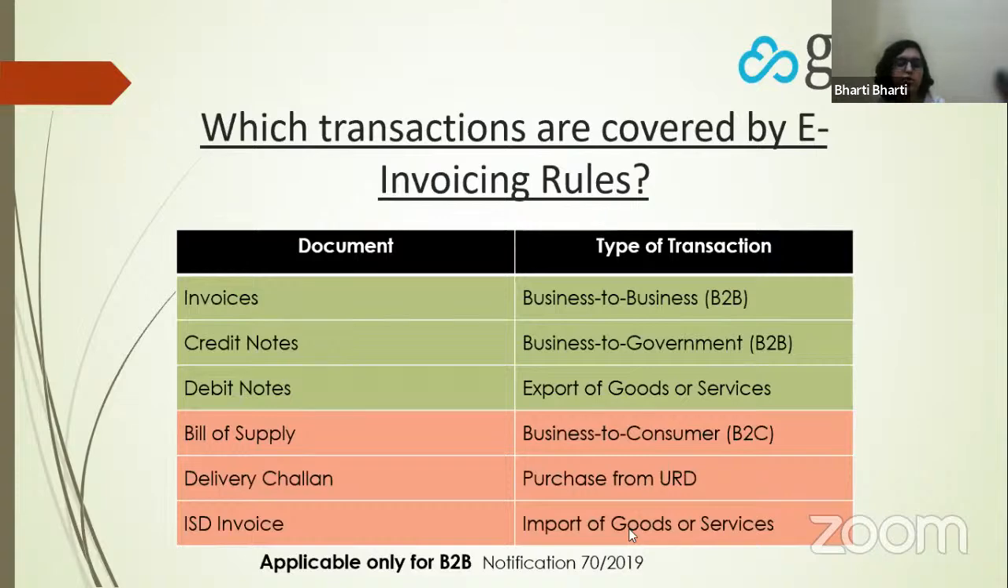Okay, so to summarize, you have to generate an e-invoice in case of taxable supplies to registered persons, that is B2B, and in case of exports. The documents and transactions which are not covered under e-invoicing are your non-taxable supplies or supply to an unregistered person, that is B2C.